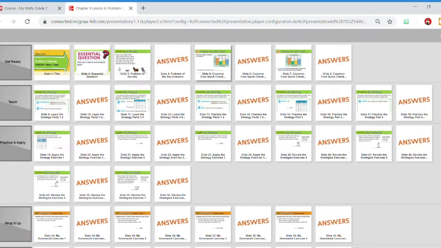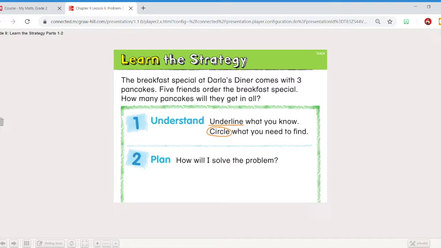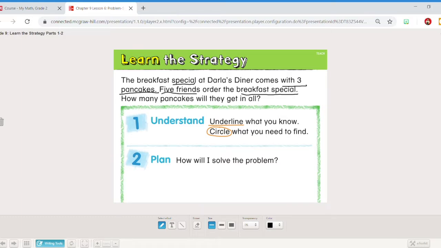Now that our brains are warmed up, let's go ahead and dive right in. We're going to be working on the strategy, which is making the chart. But first we have to underline what we know before we even start that. The breakfast special at Darla's Diner comes with 3 pancakes, so we know that the special has 3 pancakes. 5 friends order the breakfast special. How many pancakes will they get in all?